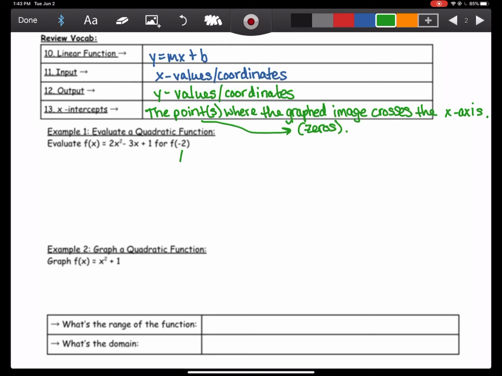Notice, and we practiced this yesterday too with our DRQs. So we have f of negative 2. Remember, that's your x. So just take your time. Substitute carefully. All x's get replaced with negative 2. And at this point, start thinking about order of operations.